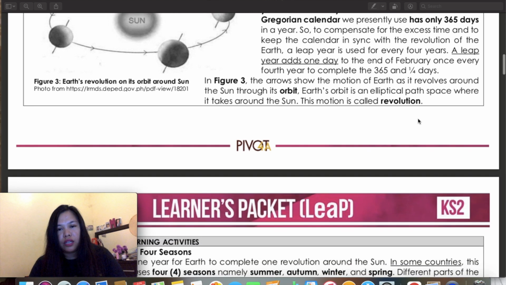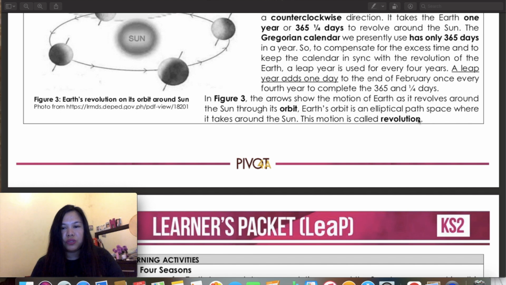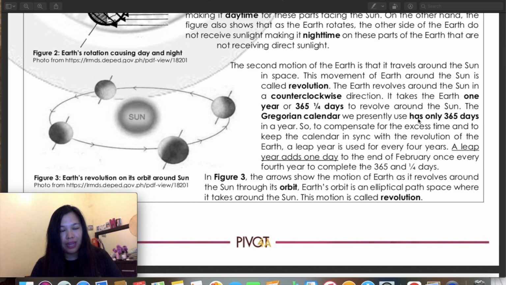In figure 3, the arrows show the motion of Earth as it revolves around the sun through its orbit. So, Earth orbit is an elliptical path space where it takes around the sun. So, this motion is called revolution. Tatandaan po natin kapag ang revolution, si orbit ang partner. Kapag si rotation, ang partner niya ay si axis.